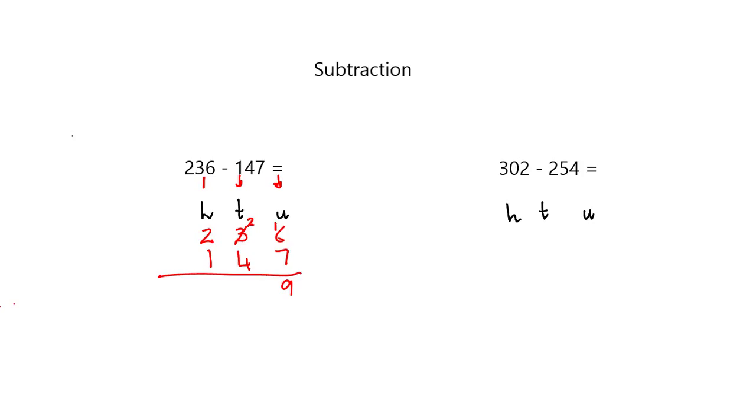Now we go to the tens. We've got 2 tens, but we have to take away 4. Well, we can't do that. So let's break one of those hundreds down into 10 tens. So now we have 12 tens, take away 4 tens, leaves us with 8 tens. Then we move on to the hundreds column. We've got 100 and we take that away, so we're left with nothing. So our answer is 89.